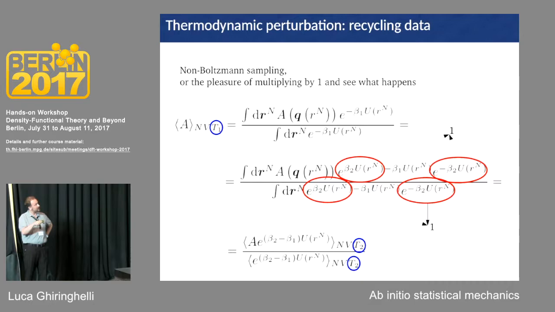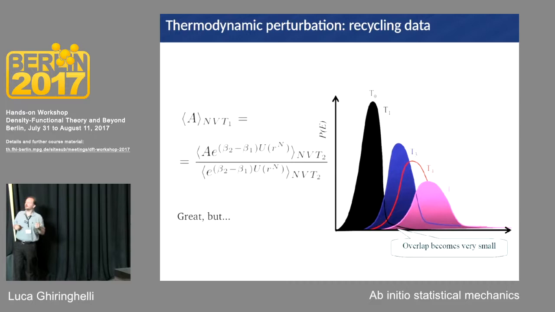So you get the thing at T1 by sampling at T2 and just averaging the quantity that you are actually after, multiplied by this factor here. This is called reweighting. That would be nice if you could always do that, right? You do one simulation at one temperature and you get the free energy, or the value of some property, at all other temperatures. This works, of course, if these things here are significantly different from zero. Otherwise, you have a kind of numerical instability.